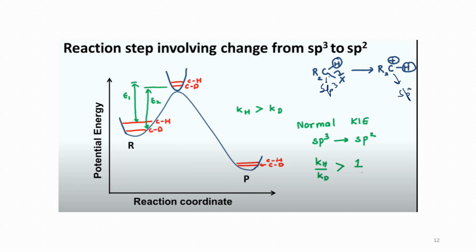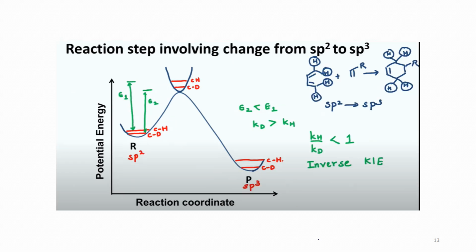Now, as the CH bond is getting involved, the CH bond will react faster, so the rate of the reaction will be greater here. So you can see the energy difference for CH is less than that of CD, because the CH bond gets reduced because of the loss of bending. That's why it will show a normal kinetic isotope effect, as KH is greater than KD.